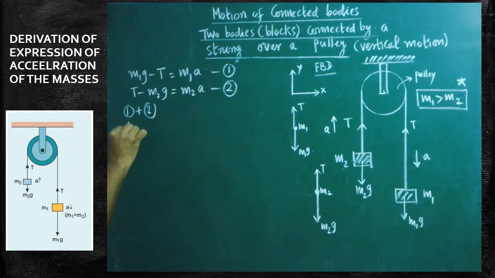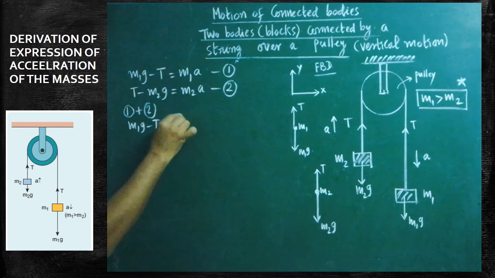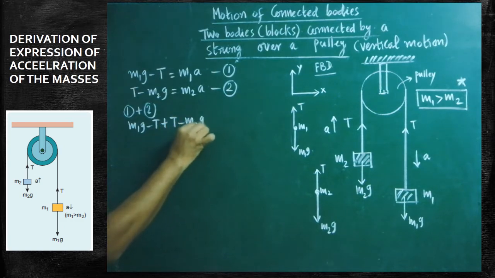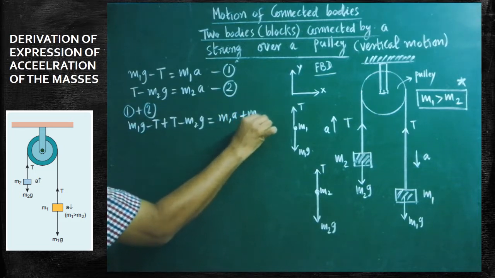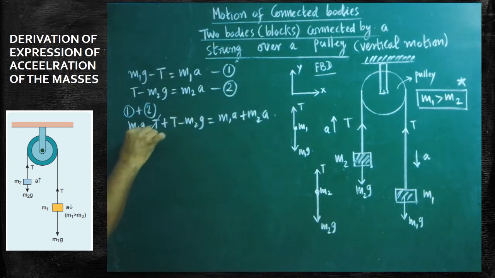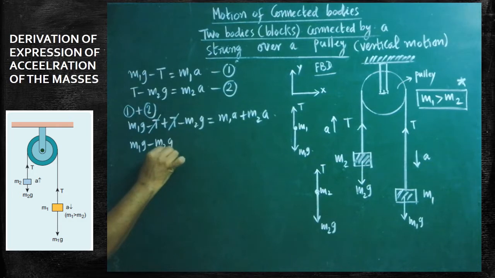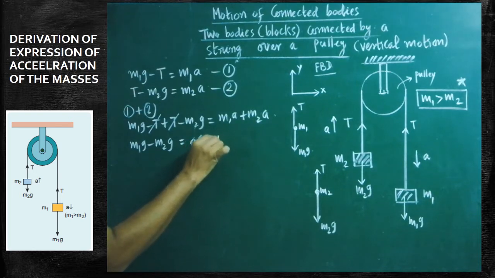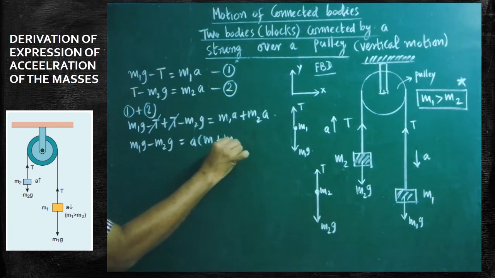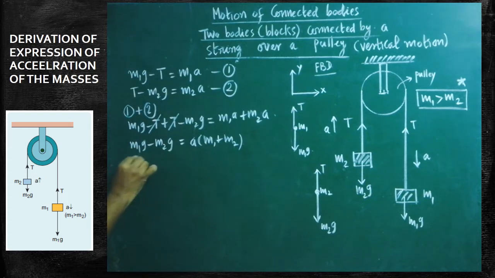Add them now. m1g minus T plus T minus m2g, which is equal to m1a plus m2a. This 2T can be cancelled, they are in opposite sign. So what is the remaining thing? m1g minus m2g, which is equal to, this a can be taken as a common factor. So within the bracket we can write m1 plus m2. Here g is the common factor.